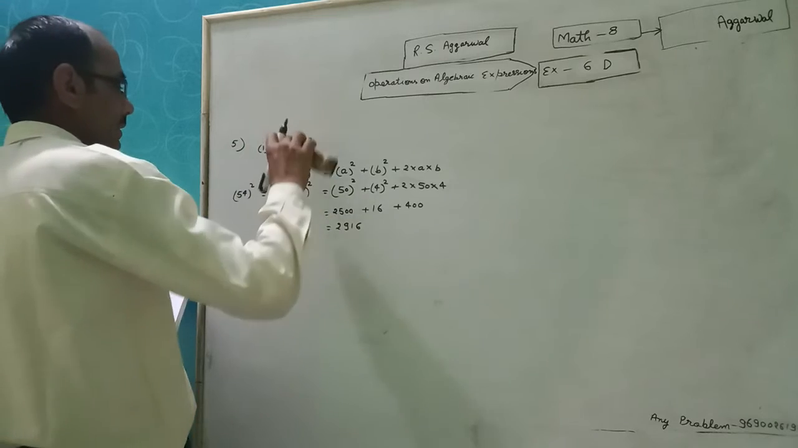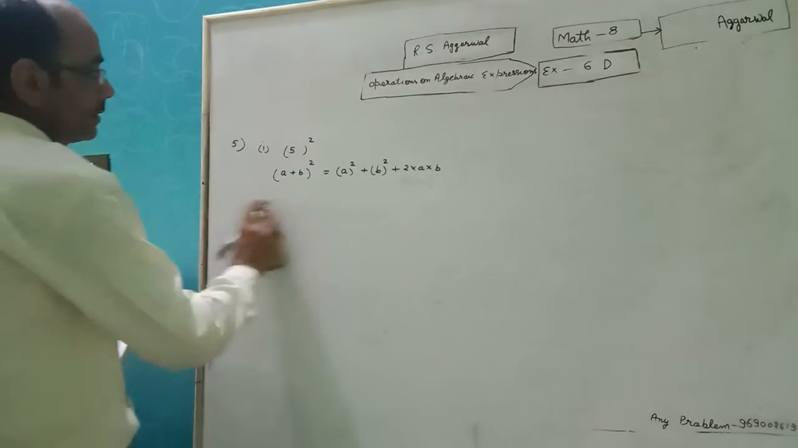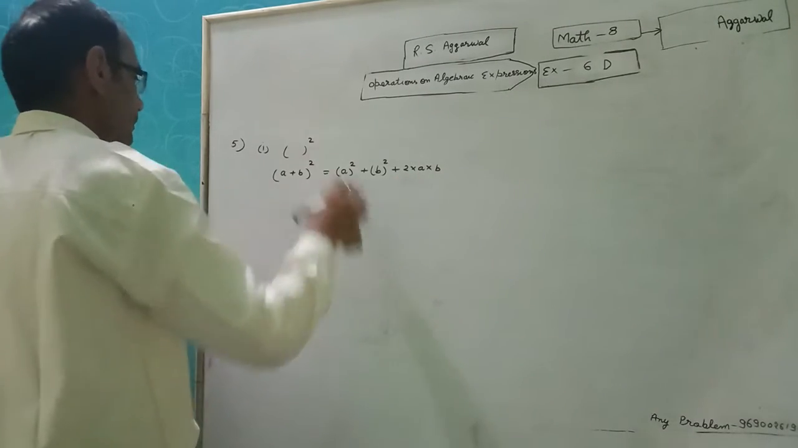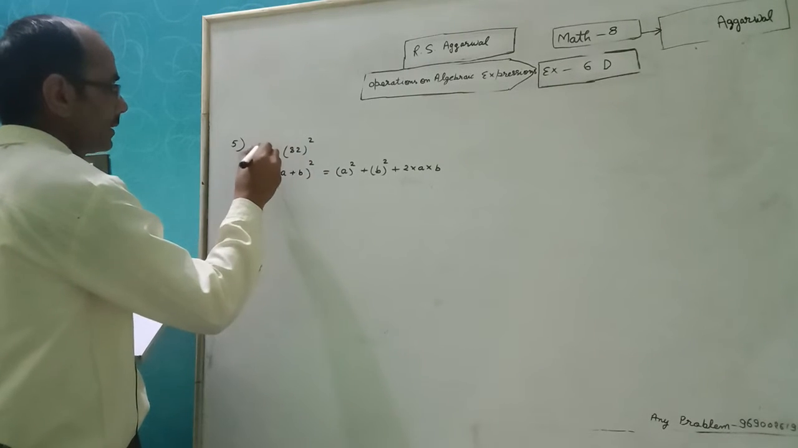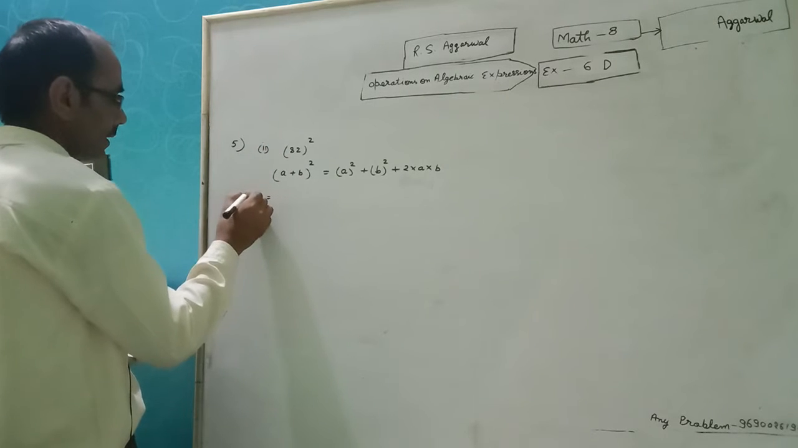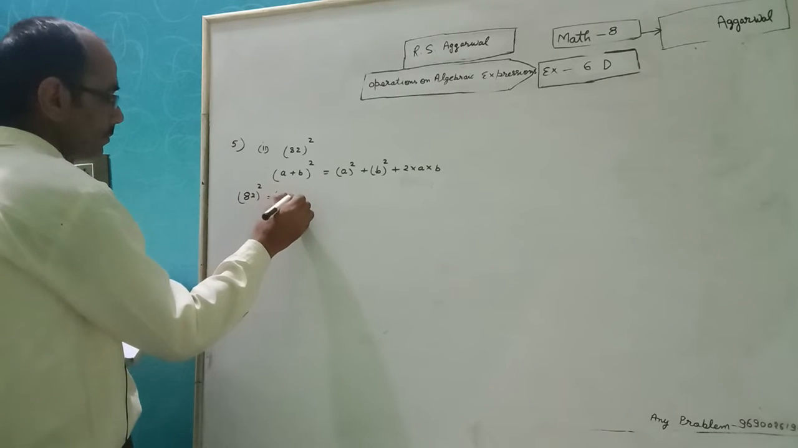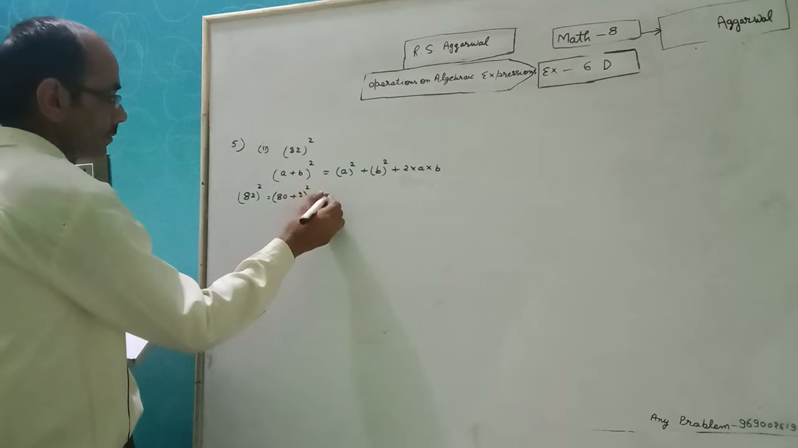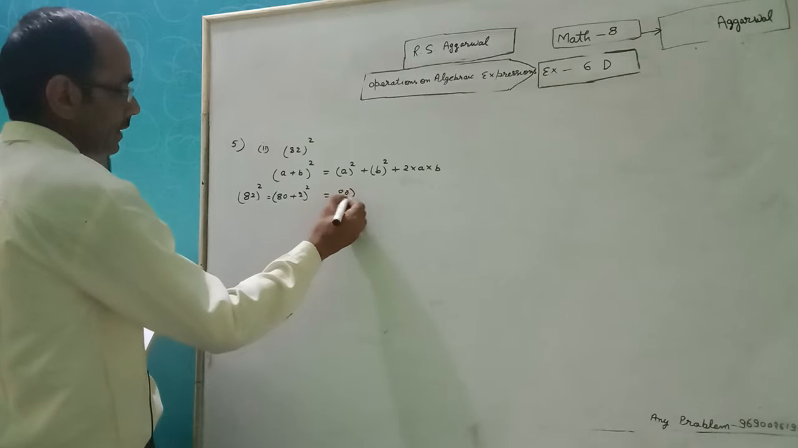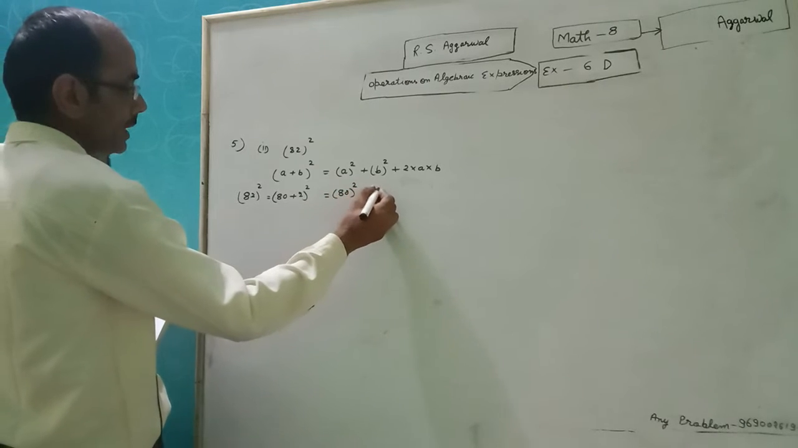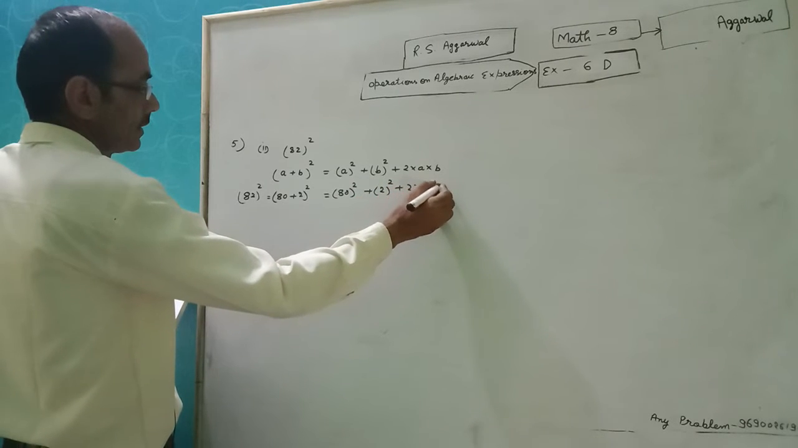Second part is 82 square. 82 make 80 plus 2. This time A will be 80 and B will be 2. Plus 2 into 80 into 2.